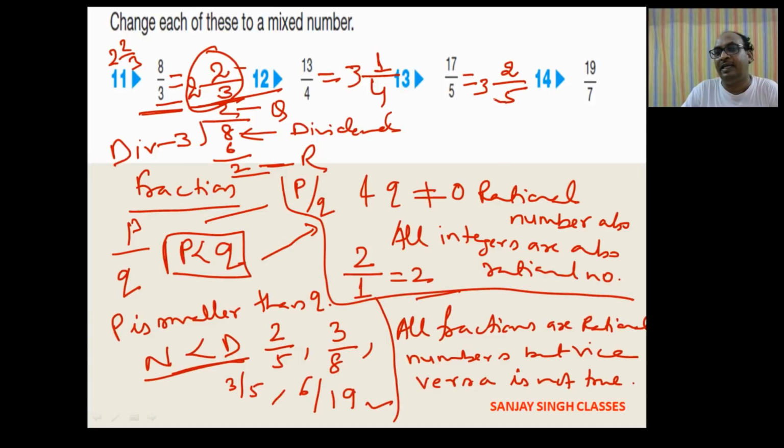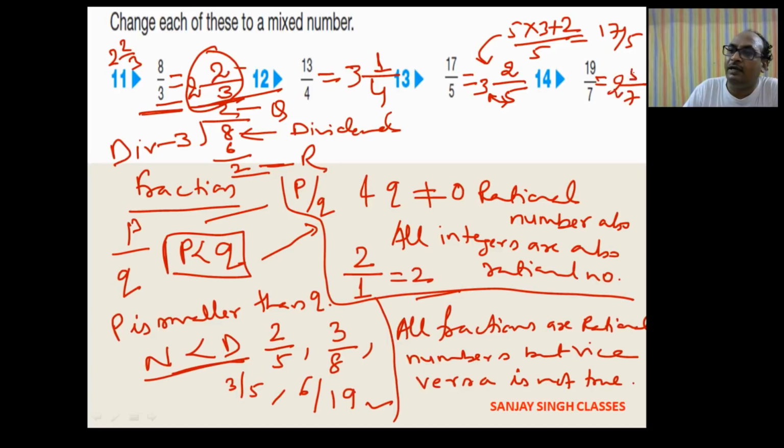So we need to multiply these two and then add. This is 5 into 3 plus 2 by 5, so 5 threes are 15 plus 2, 17 by 5. Like this we need to solve it. Then 19 by 7: if we divide it, it will become 7 twos are 14 and 5, so 2 and 5 by 7. In this way we have to solve these mixed numbers.